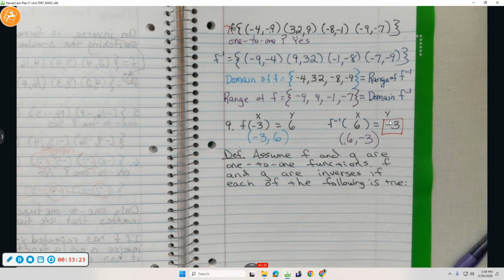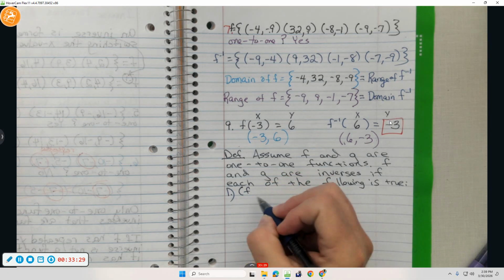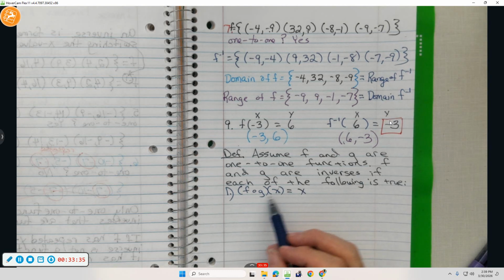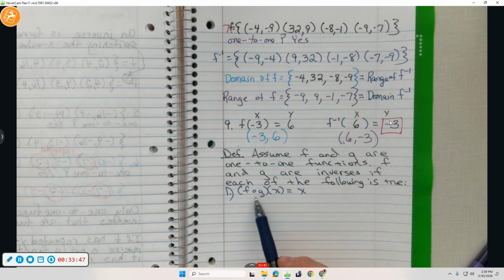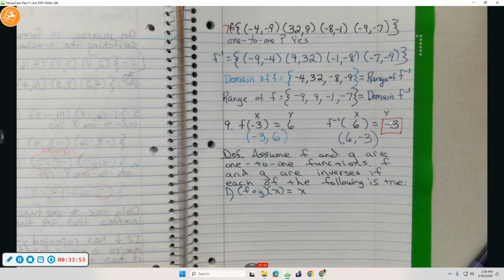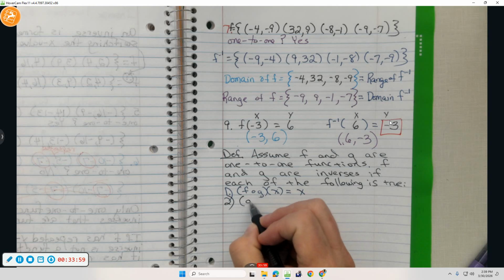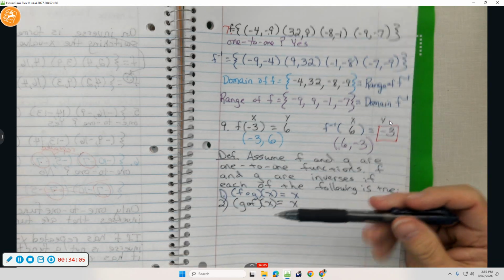There are two conditions. The first one, f composed with g of x is equal to x for every x in the domain of g. So if you find their composition, remember doing that? 1 week ago, we were finding compositions. If the composition at x reduces just to x, and if you reverse the order of those functions, g composed with f of x also reduces to x for every x in the domain of f.